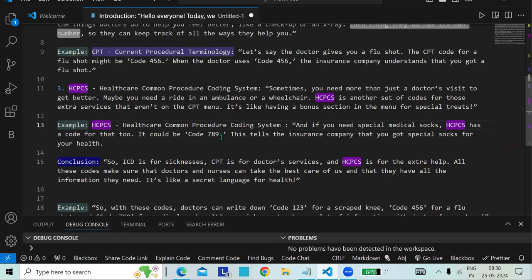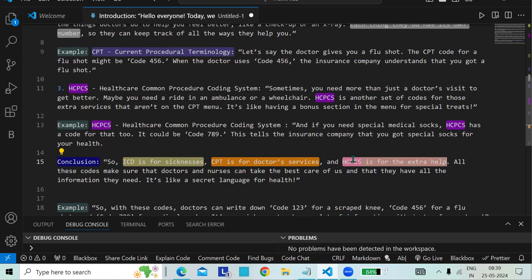Conclusion. ICD is for sickness. CPT is for doctor services. And HCPCS is for extra help. For example, if you got dengue or malaria, all of these are ICD. CPT is considered as doctor services like flu shots. Also, all these things will be considered under doctor services. And special services like wheelchair, ambulance, socks, and all this comes under HCPCS.